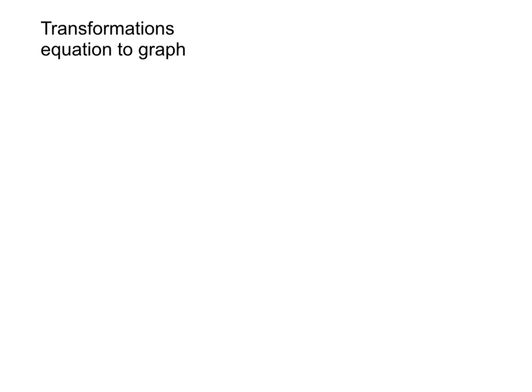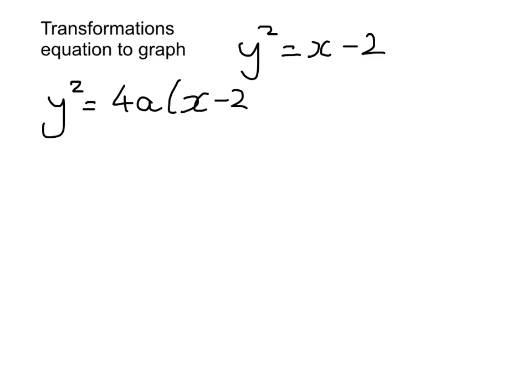Alright, so let's look at how transformations work for these graphs. Let's look at this one. Suppose we've got y squared equals x minus 2. Right, if we're working with parabolas at level 3, we want to write it into the form y squared equals 4a times x minus 2, because the focal length, or the focus, is very important.